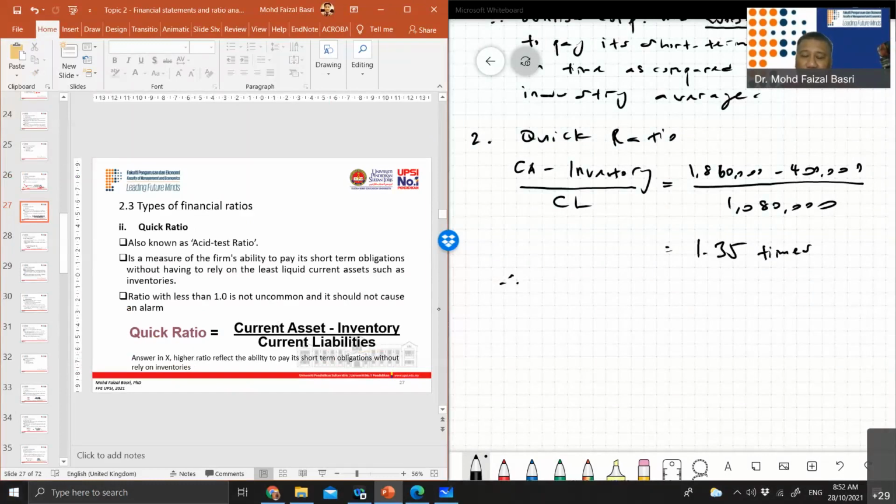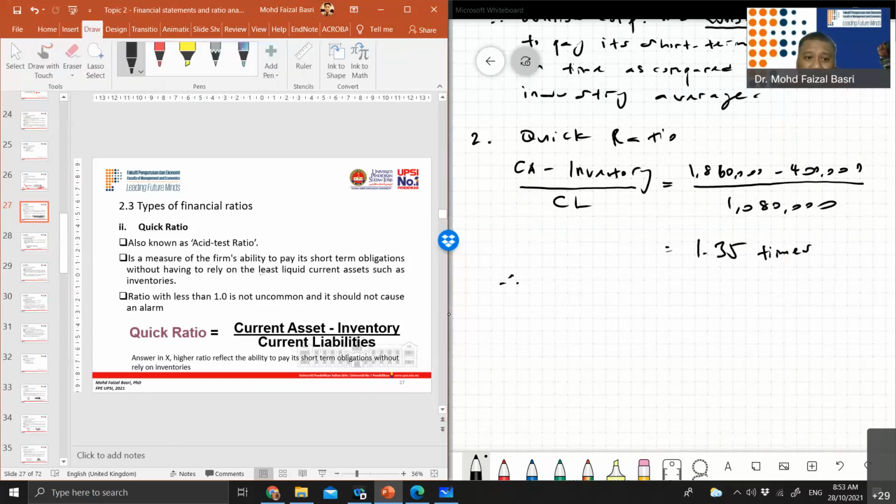It's more or less the same as the current ratio, except you have to add a few more words. It's still the ability to pay short-term obligations, but you add without relying on inventories. We deduct inventories here, so we don't rely on inventory. Why do we deduct the inventory? For the quick ratio, also known as the acid test, they want to see how strong or robust the company is in serving its short-term obligations without relying on the least liquid asset. The least liquid current asset is inventories.